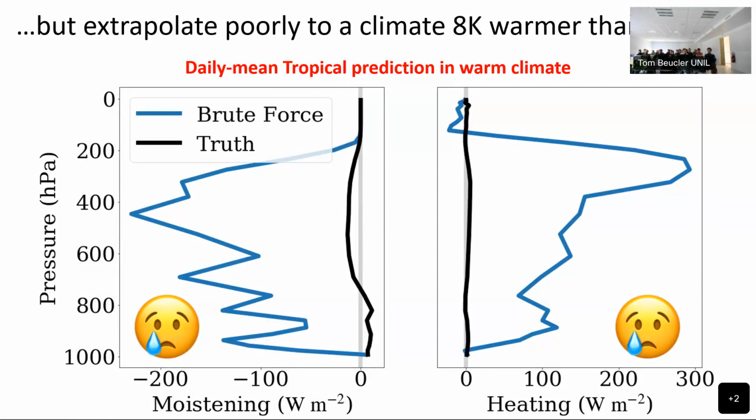So in that case, it's nice because I can just rerun. That's what we would call a pseudo reality experiment. I can rerun the same super parameterized model, 8 Kelvin warmer, that gives me a truth. And then I artificially only train the neural network on the cold climate, and I see how it does in the warm climate.